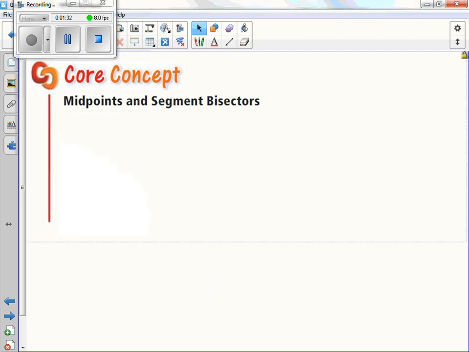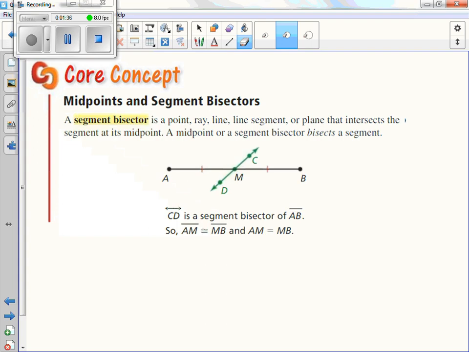So that's midpoint. Now, a segment bisector is very similar, but a little bit different. A segment bisector is a point, ray, line segment, or plane that intersects the segment at its midpoint. A midpoint or segment bisector bisects a segment. Bisect means to cut in half, most specifically in half. So here, CD is a segment bisector of AB.